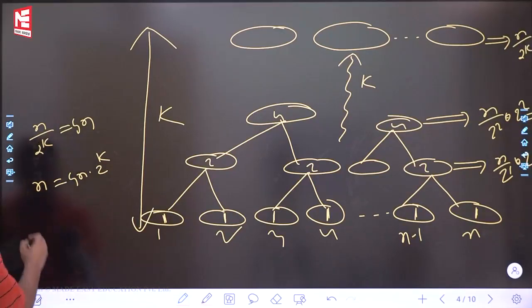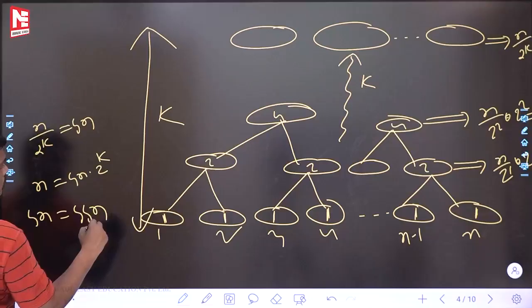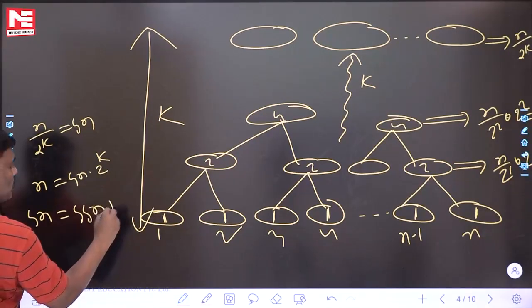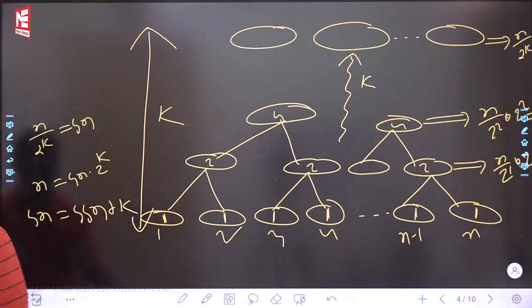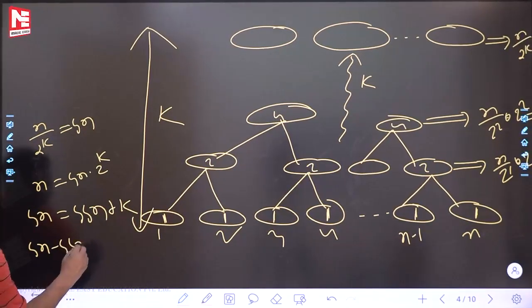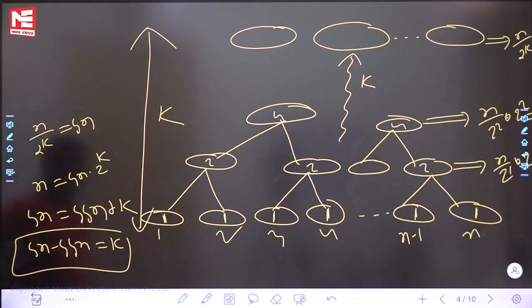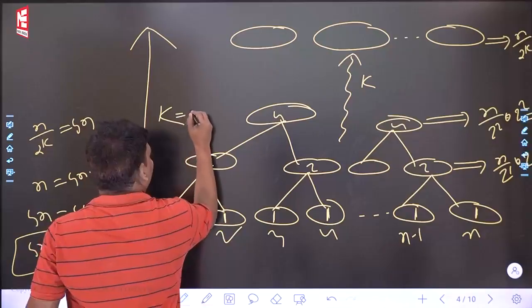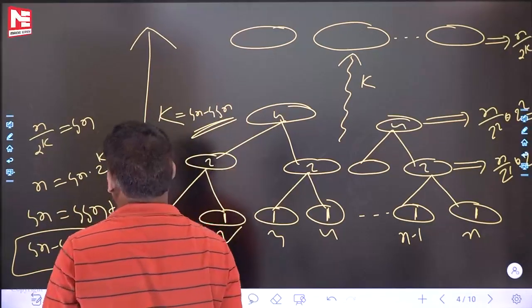Now apply log on both sides. Log n is equal to log of log n, right? Log n plus k, which goes to, what is the name? Log n minus log log n is equal to k. K is this. K is equal to log n minus log log n. Right? These many levels. Check properly.